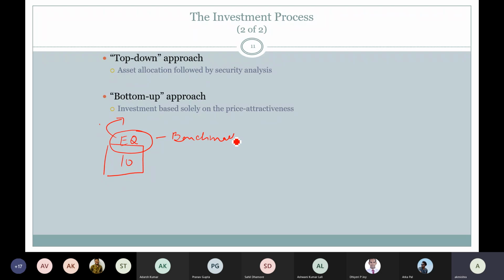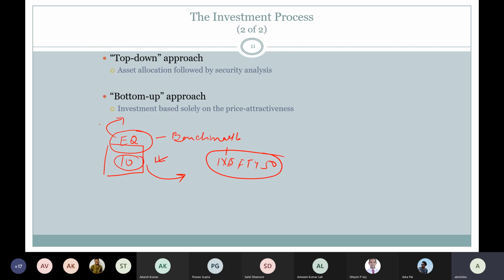Why benchmark? Because ultimately you are going to compare how your security risk and return is, compared to, let's say, Nifty 50. Or if, let's say, you have created a portfolio where all these stocks belong to bank stocks, then Nifty Bank 50. Because at the end you need some proxy, some benchmark to compare.